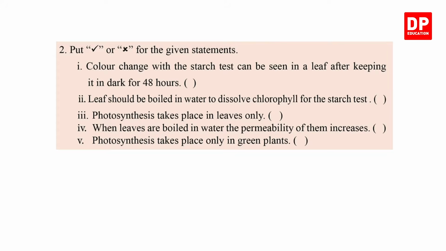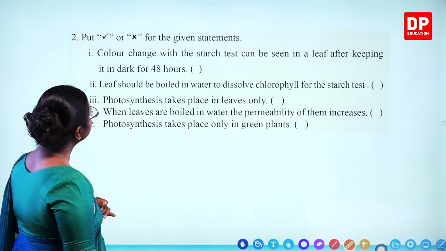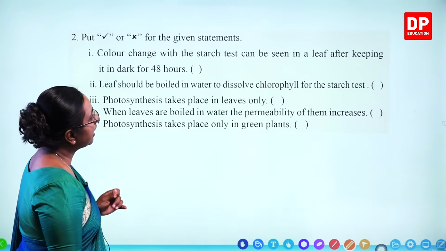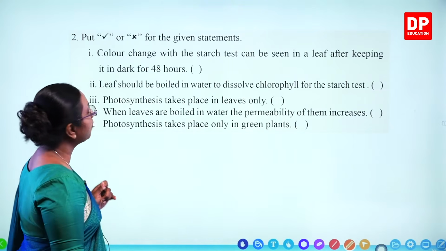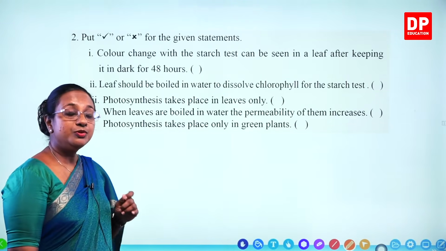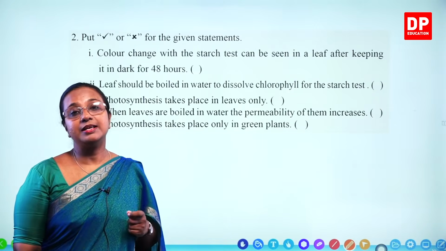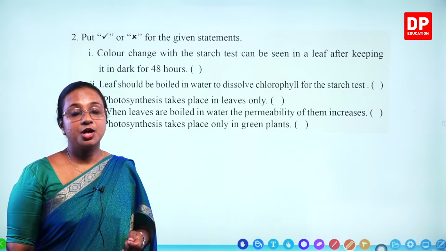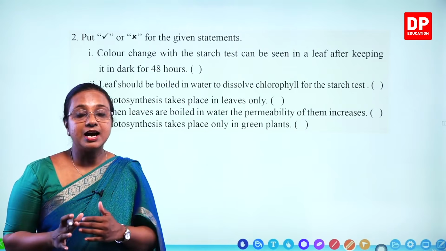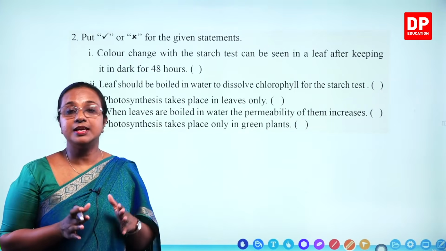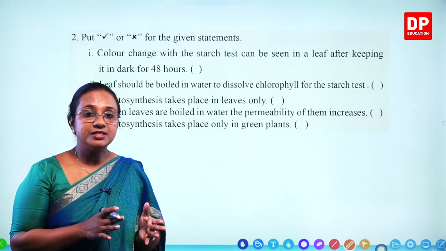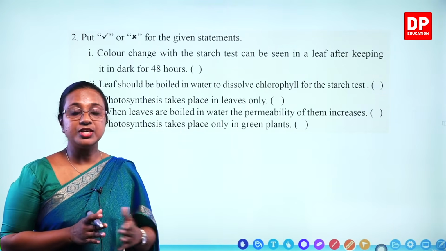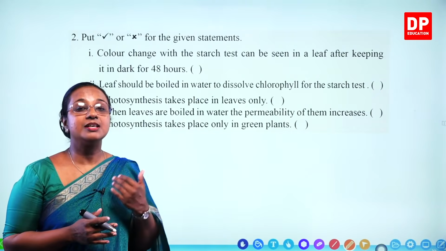Put right or wrong for the given statements. First one, color change with the starch test can be seen in a leaf after keeping it in dark for 48 hours. So, you know students why we keep the plant in the dark for 48 hours. To remove all the starch that is already present in a plant by doing photosynthesis. Photosynthesis, the main product is glucose. It is temporarily stored as starch.